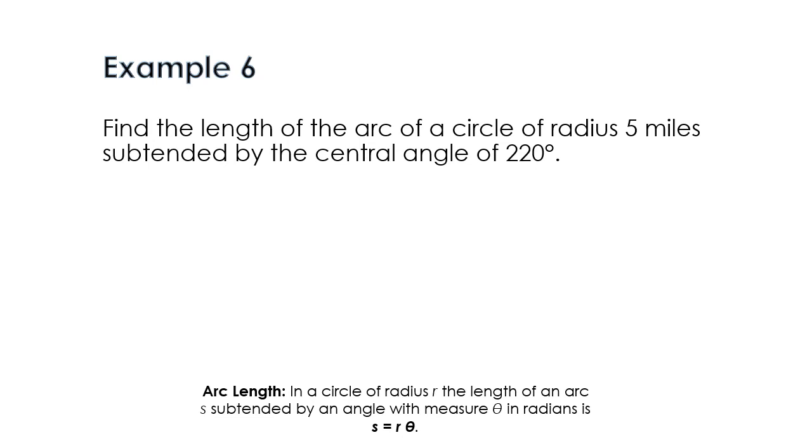So if we had to find the length of the arc of a circle of radius 5 miles subtended by a central angle of 120 degrees, we learned this formula for arc length. The other thing to know is your angle needs to be in radians. We know that the radius is 5, and I'm solving for the arc length. The radius is 5, and now I need to find that angle.